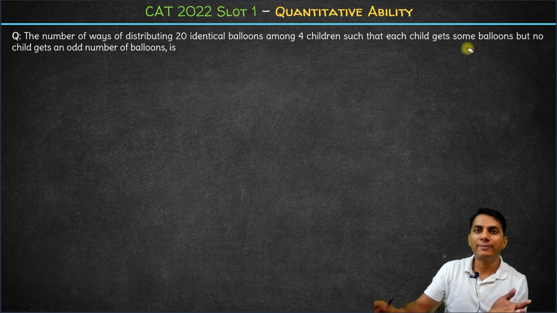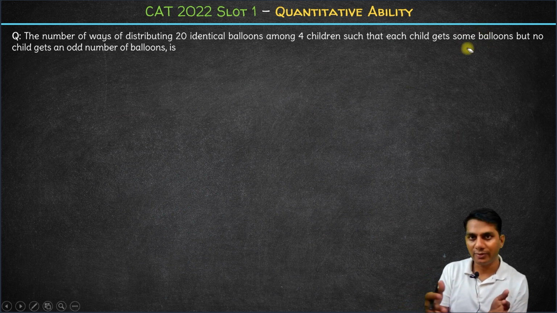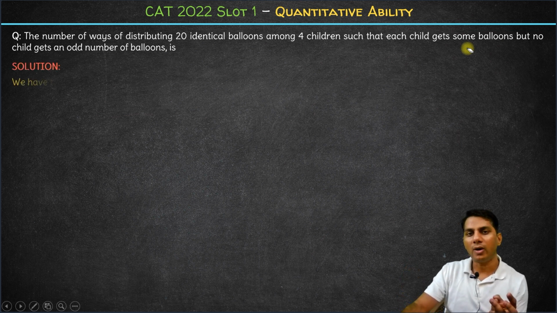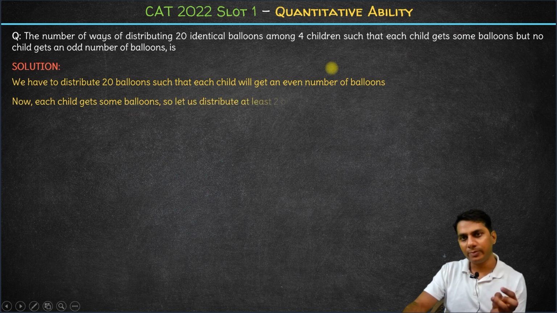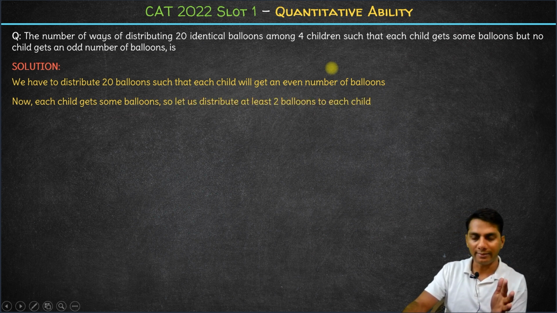So the minimum number of balloons, since each of them gets an even number of balloons, that each of them will get is 2. So each of them will get at least 2 balloons because it has to be an even number, right? So now if all of them have to have some balloons and each of them has to get an even number of balloons, let's do one thing. Let's distribute 2 balloons to each of them because it is the least requirement.